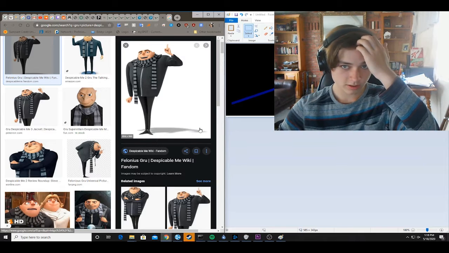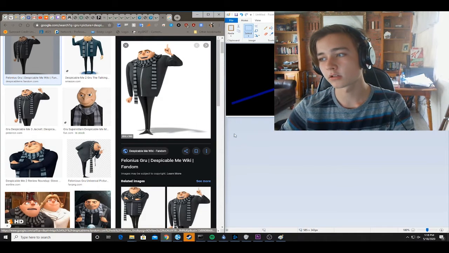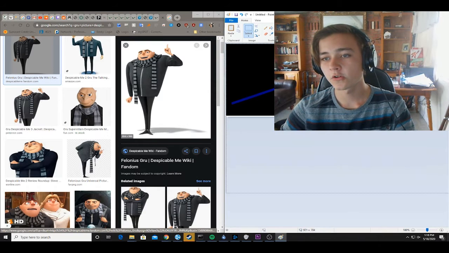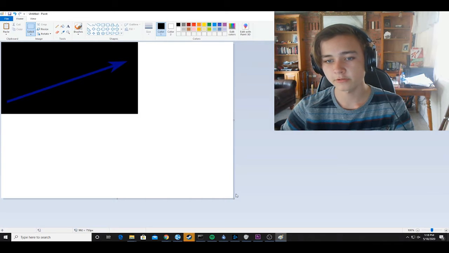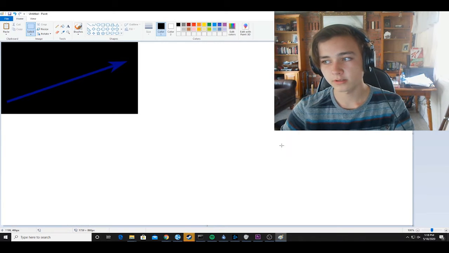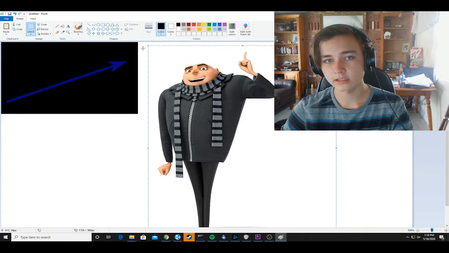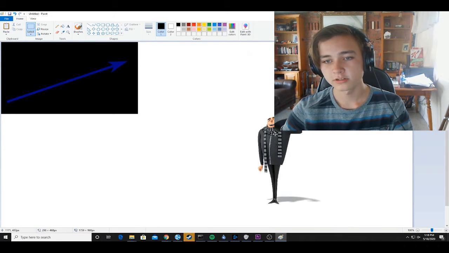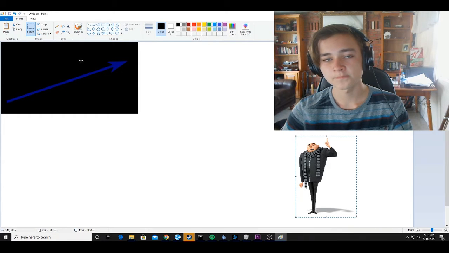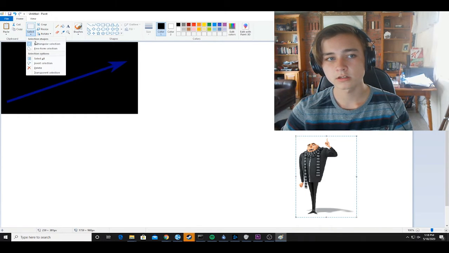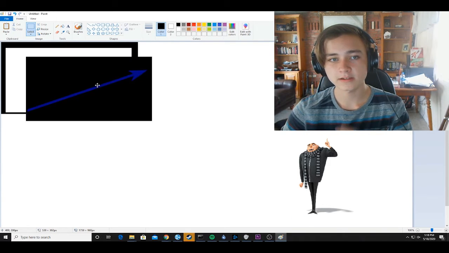So we got Gru right here. We know one Gru is 15 feet long, right? Easy peasy. So we're going to go back to our program. We have our Gru, which is our reference measurement, the technical term for it. We're just going to paste the Gru right in, make him a little smaller, and see how long this vector is. Let's get this vector.